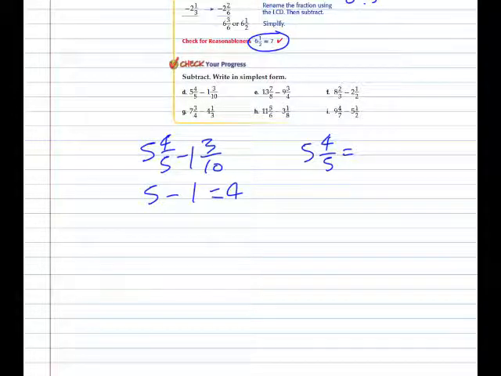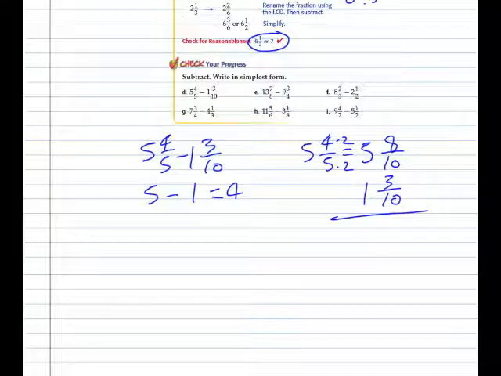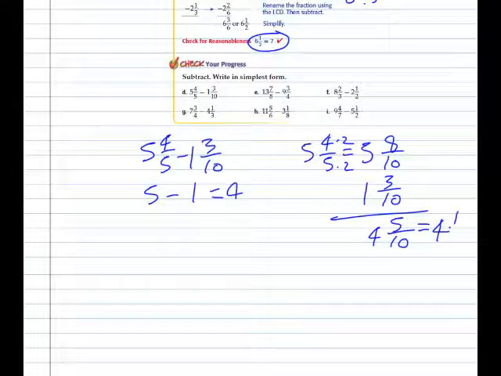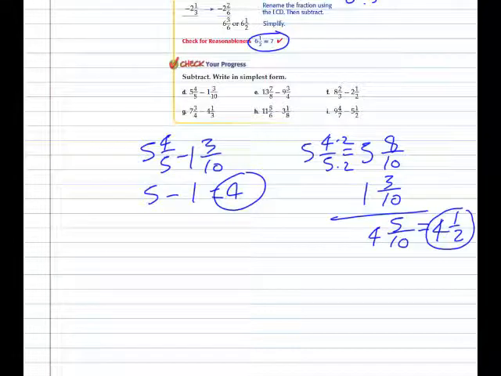So we're going to change 4/5 to 8/10 by multiplying by 2, numerator and denominator. We can leave 1 3/10. We subtract fraction parts. 8 minus 3 is 5. 5 minus 1 is 4. 5/10 would simplify to 1/2 because 5 and 10 have 5 as a common factor. Our estimate of 4 would tell us that 4 1/2 is a reasonable answer.